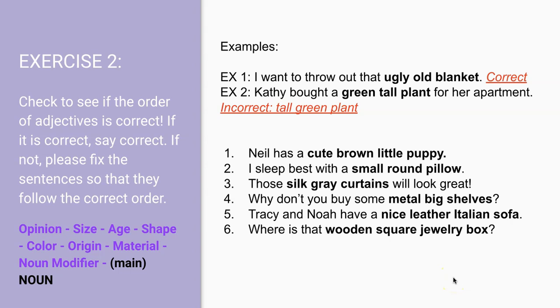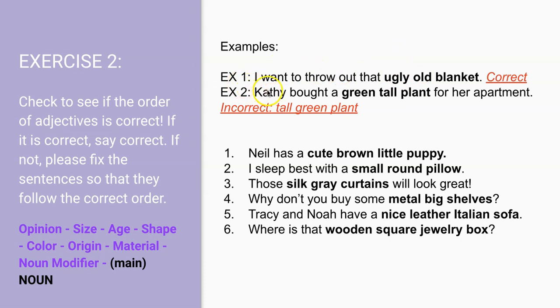Exercise 2. What you need to do is check to see if the order of adjectives is correct. If it's correct, say correct. If it's not, you need to fix the sentences. For example, number 1, I want to throw out that ugly old blanket. This is correct because ugly is opinion, old is age, and then blanket is my noun. We have the correct order for opinion and age.